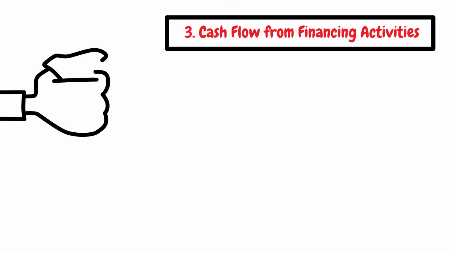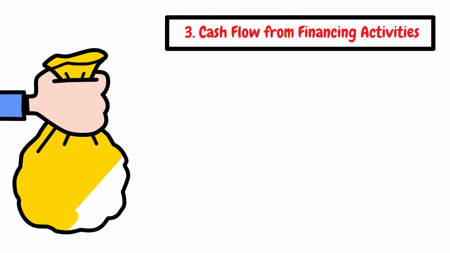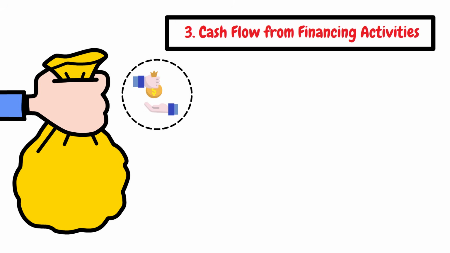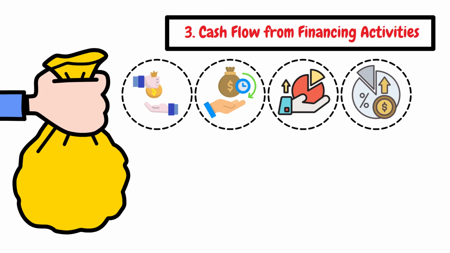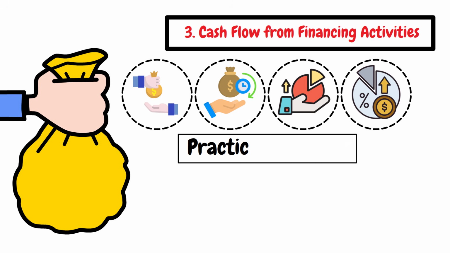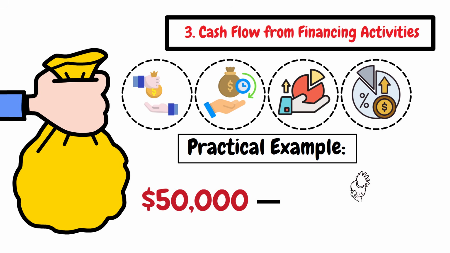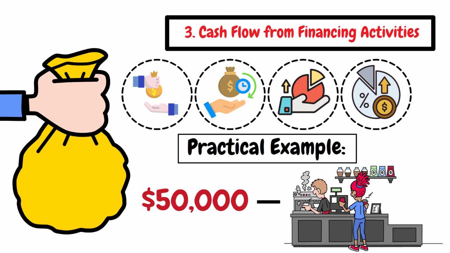Okay, on to number 3, cash flow from financing activities. This section shows how the company is funded. It includes borrowing money and repaying loans, issuing shares, and paying dividends. A practical example: say Sarah takes out a $50,000 bank loan to expand her coffee shop. That is a cash inflow of $50,000. Now, later that year, she repays $10,000 of the loan principal.